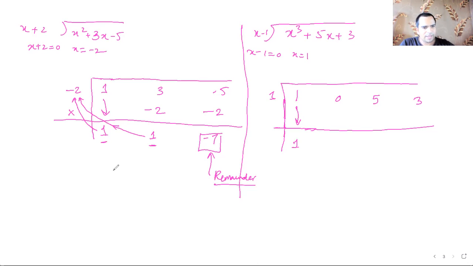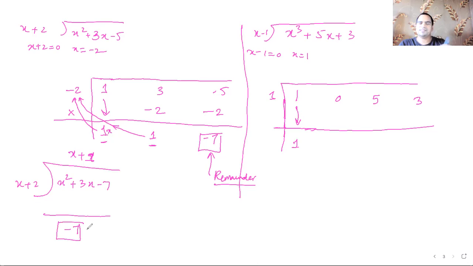So if I had long divided this, which you can probably try, you would see that if my divisor is x plus 2, the quotient will be x plus 1. This is the constant number, this is the coefficient of x. So x plus 1 is the quotient. And whatever you do, you'll see that the remainder that comes is negative 7. So that's how you do the synthetic division for the first case.